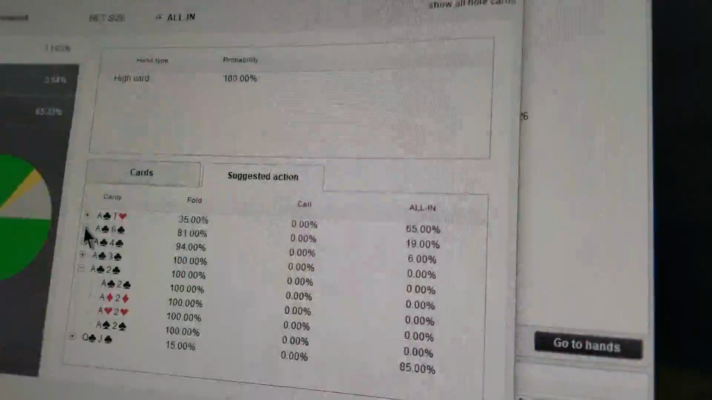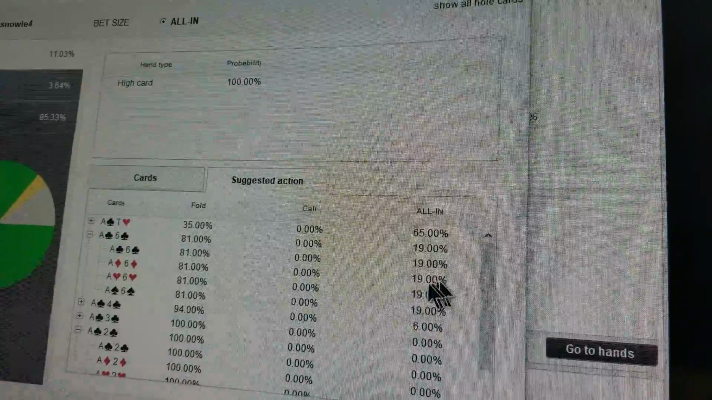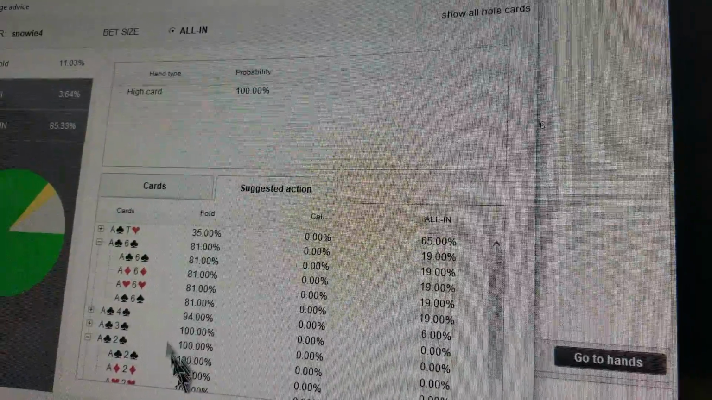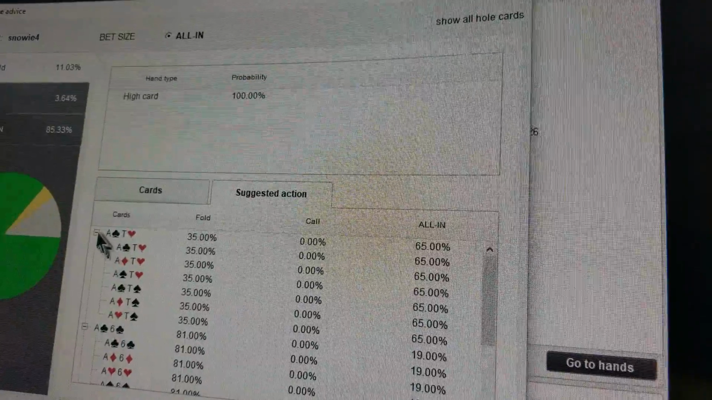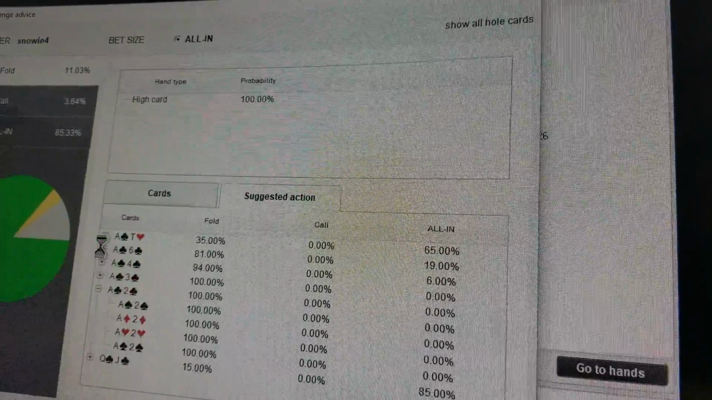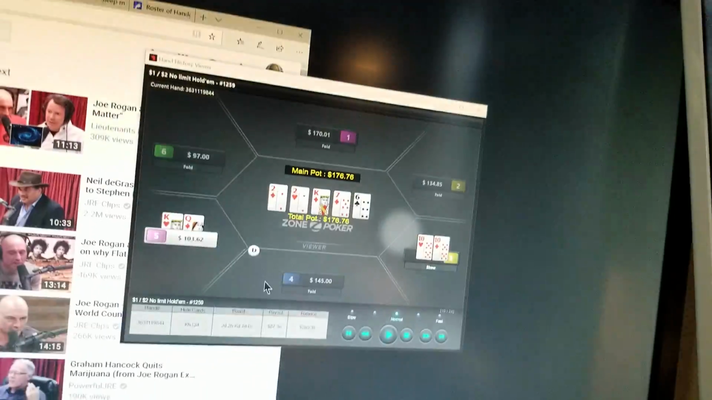But A6 even could consider going all in, but that is slim. I don't think I would do that. I don't think I would be all in 19%. Mostly fold, for God's sakes. Ace 10 even, I would not do that. I would mostly go with the pair or King Queen.